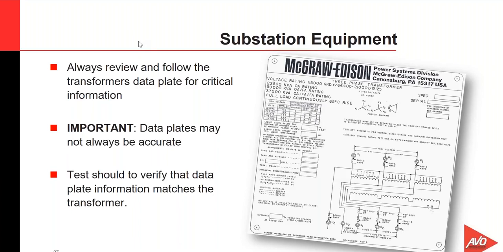Important to know, though, of course, is that nameplate data aren't always accurate. We are human. Humans do make mistakes. So we want to make sure that we verify that this nameplate data does match the transformer, and we can do that through testing processes.